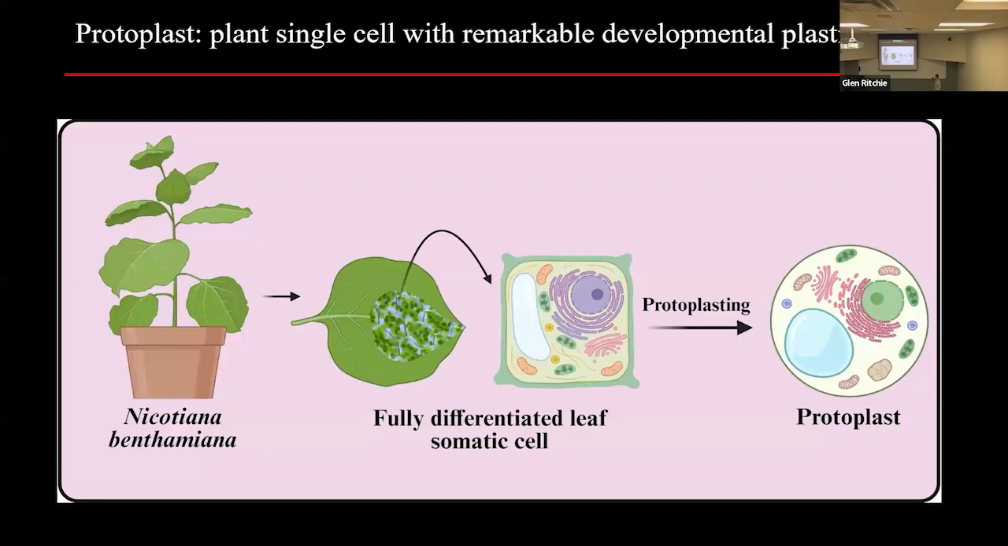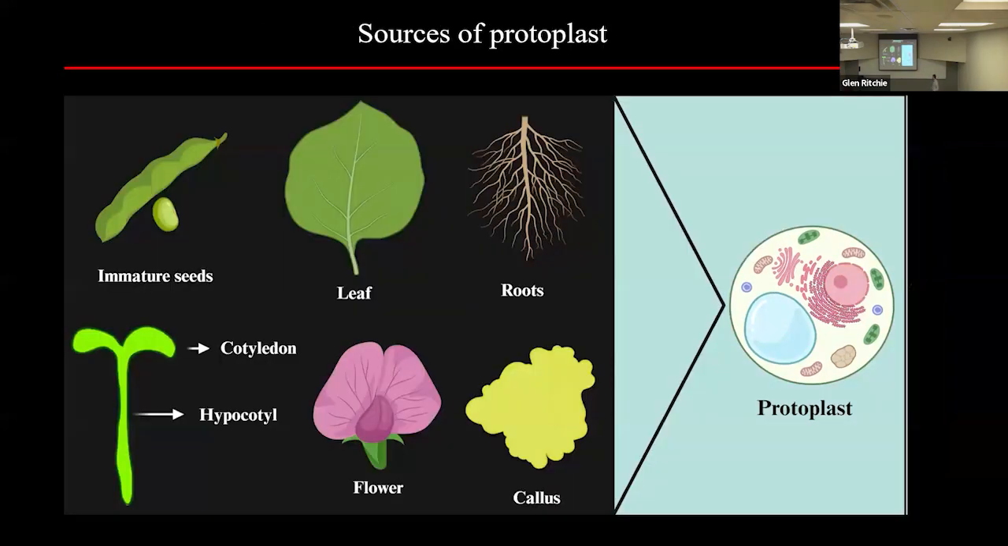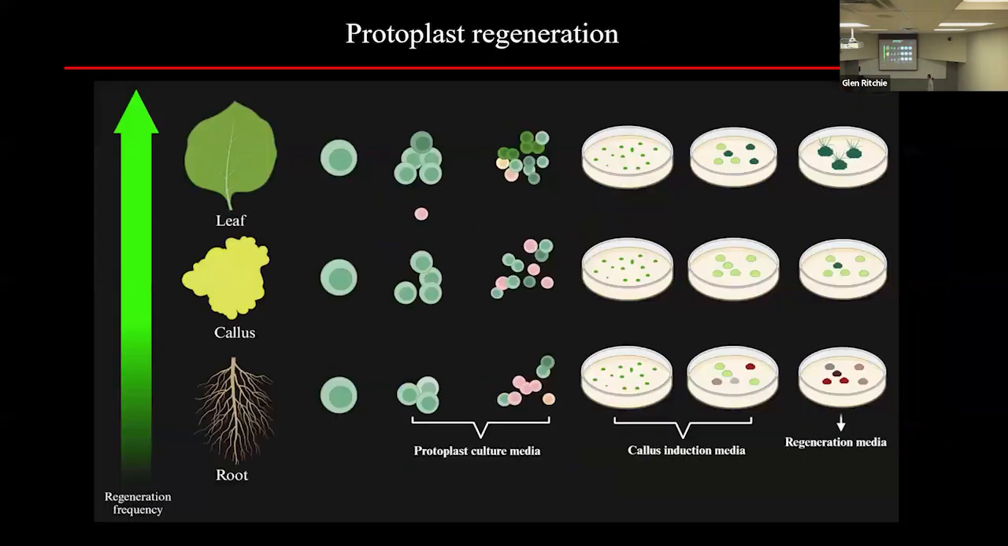So basically, a protoplast is a cell without a cell wall. We can isolate protoplast from, for example, leaf, which has several cells there. We digest them with enzymes, and then we release the protoplast, thereby digesting the cell wall. And these protoplasts have a remarkable developmental plasticity, and they can regenerate into a whole plant. There are different sources of protoplast. We can isolate protoplast from almost any kind of plant tissue, for example, immature seeds, leaves, roots, cotyledon, hypocotyl, flower, and callus. So these are different sources of protoplast that we can isolate.